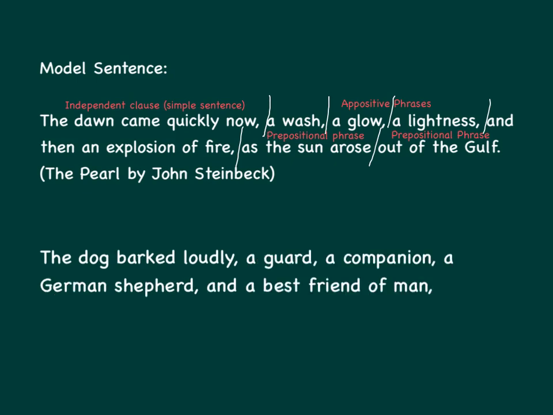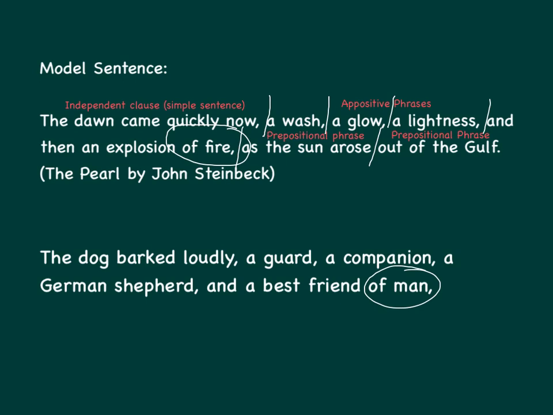I've now added my appositive phrases. A guard, a companion, a German shepherd, and a best friend of man. These 4 appositive phrases further identify the dog. You can note also that in the original sentence, the model sentence, we have a prepositional phrase in the last appositive phrase, so I included that prepositional phrase in my last appositive phrase.